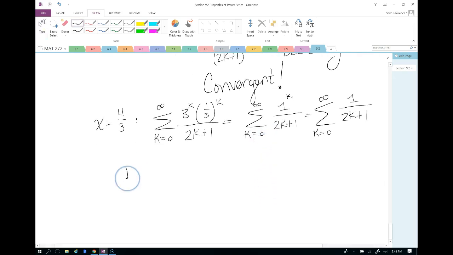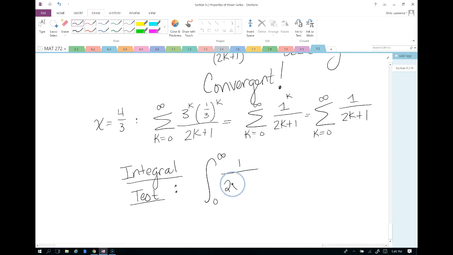And for this one, I'm going to do the integral test because I recognize this as something that I know how to integrate. The integral test says to integrate from 0 to infinity, exact same bounds as we have on our series, this expression here, but as a function instead. So I just changed my k to an x. It might look a little bit more recognizable that way.